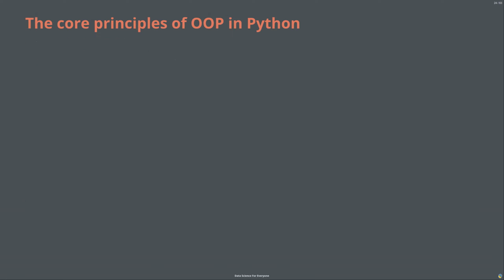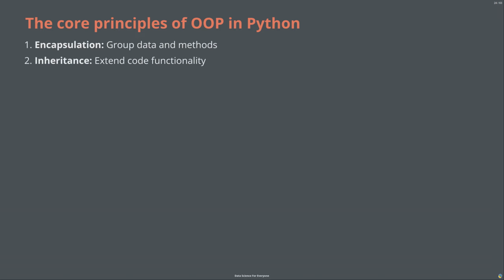Now let's take a closer look at the classes and objects by first understanding the key ideas behind object-oriented programming. The first principle is encapsulation, which means bundling data and the methods that work on that data together inside a class. Next is inheritance, which lets us create new classes based on existing ones, so we can reuse and build on previous code without starting from scratch. Finally, there is polymorphism, which allows us to interact with different objects using the same interface.